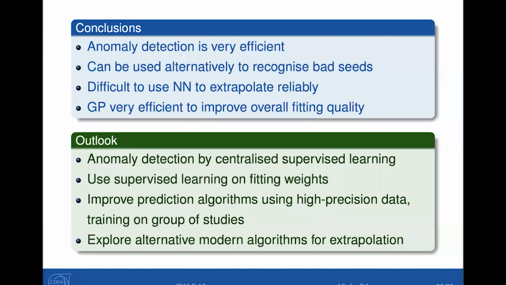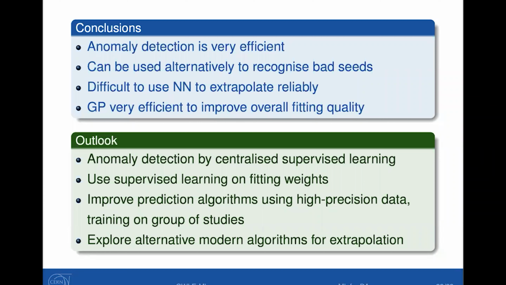Now, there is, of course, still lots to do. There is still lots to try. We could make anomaly detection centralized to get some kind of centralized supervised learning, so reinforcement learning, so that it improves itself. Because now we had a training set of 300 to 500 studies, which was, of course, a lot of manual work, because it's a human flagging the outliers. But by reinforcement learning, with the human verifying and approving or not the flagged outliers, the algorithm can improve itself. So that would be a very efficient way to get it more centralized.